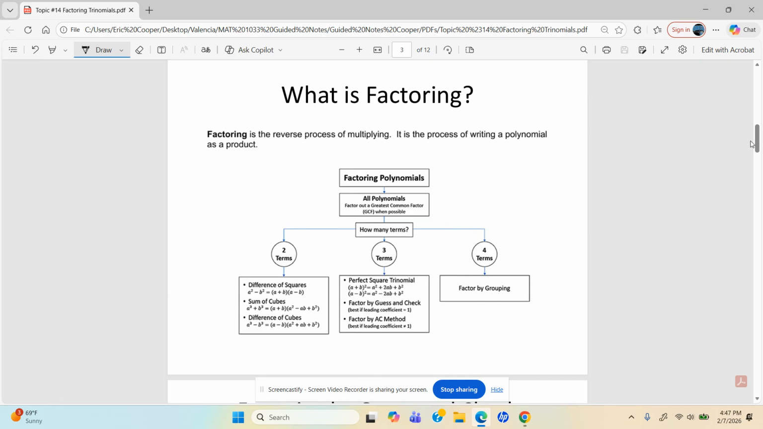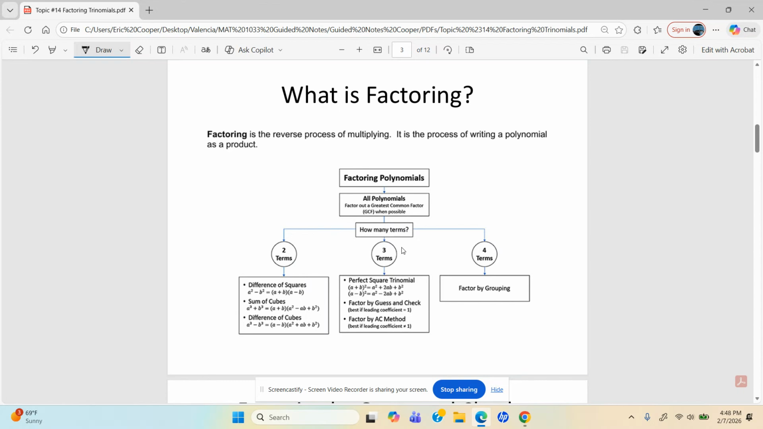So again, this continues our series on factoring, where we're doing the reverse process of multiplying. It is the process of writing a polynomial as a product. Again, here's our flow chart of different ways that we can tell how to factor polynomials based on the number of terms.